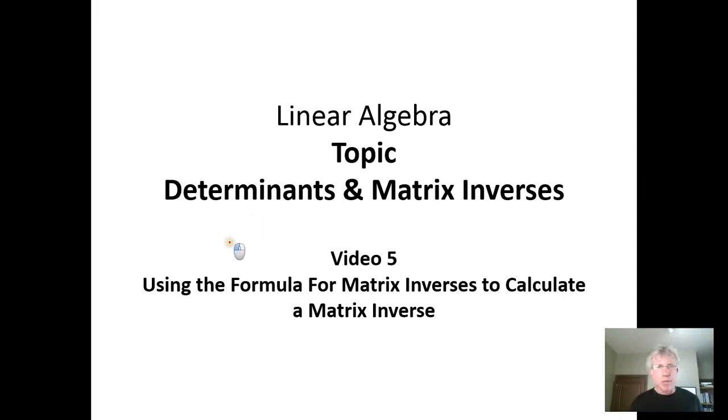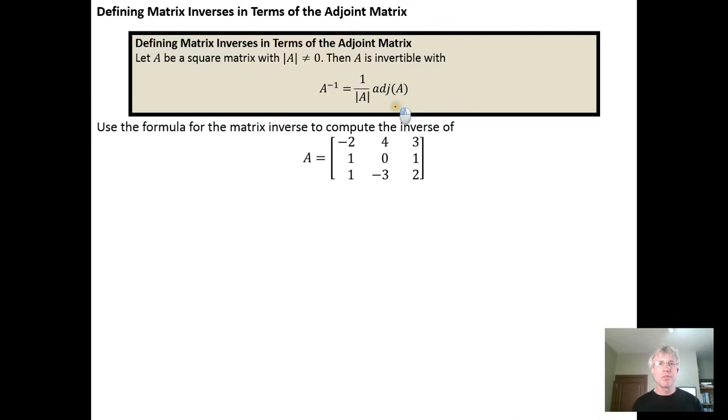So in this video, we're just going to use the formula for matrix inverses to calculate a matrix inverse. So here's a matrix. We actually saw this matrix in video 2. And in video 2, we calculated the cofactor matrix for this matrix A, and we calculated the adjoint matrix for matrix A. And all we're going to do is use the formula that A inverse equals 1 divided by the determinant times the adjoint matrix.